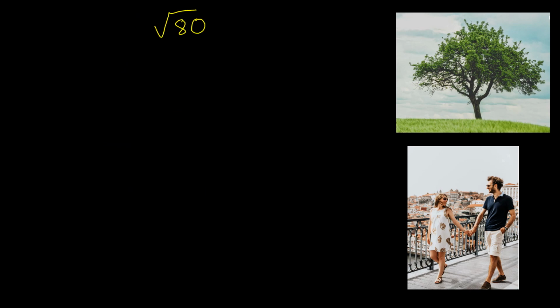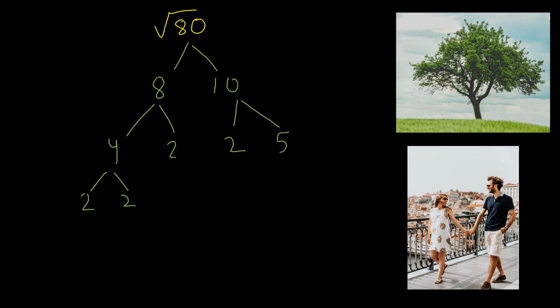Another example would be this one. Okay, so we're going to do our tree method. We find two numbers that we can multiply by, and then we just keep on going down to our lowest form. Okay, so that's as low as it goes. So now we have 2 and we have 5.